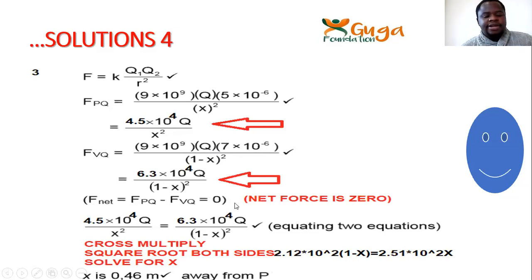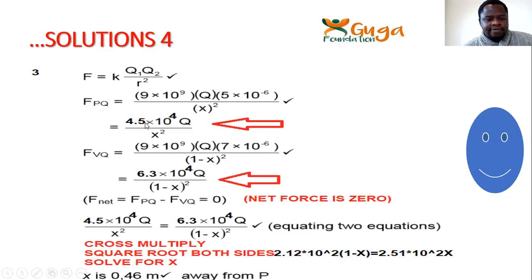So we're told that the F net is equal to 0 Newton. So now F of PQ minus F of VQ, because the other one is going this side and the other one is going this side. So they are in opposite direction. When you transfer this to the other side, it will be F of PQ is equal to F of VQ. So in other words, you equate the two forces.